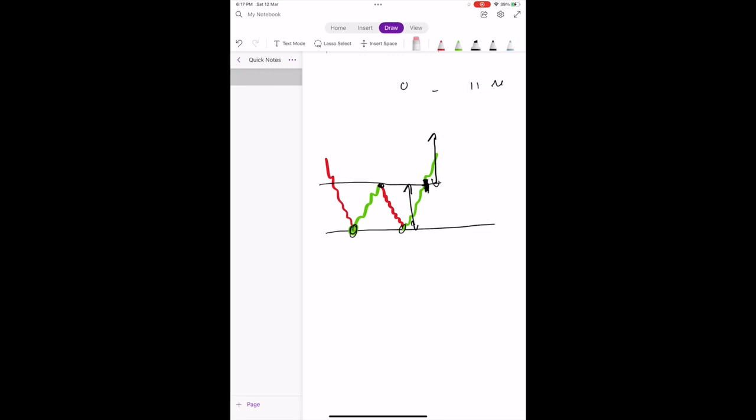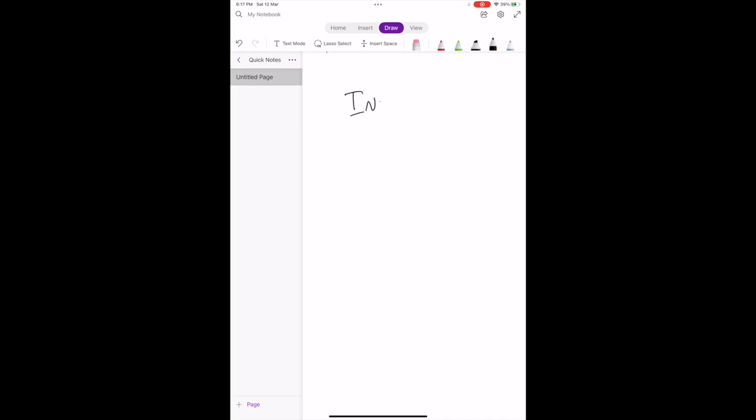The next one is inverted head and shoulder. Inverted head and shoulder is exactly opposite of head and shoulder. Say the market is falling for some point, then goes up, again comes down, makes a new low, again goes up, comes down making a higher low. We have seen in Dow theory what is a higher low, and then here is where we'll have the neckline.